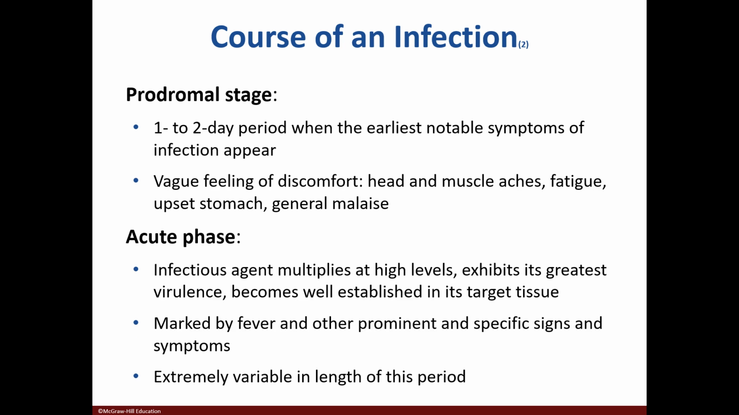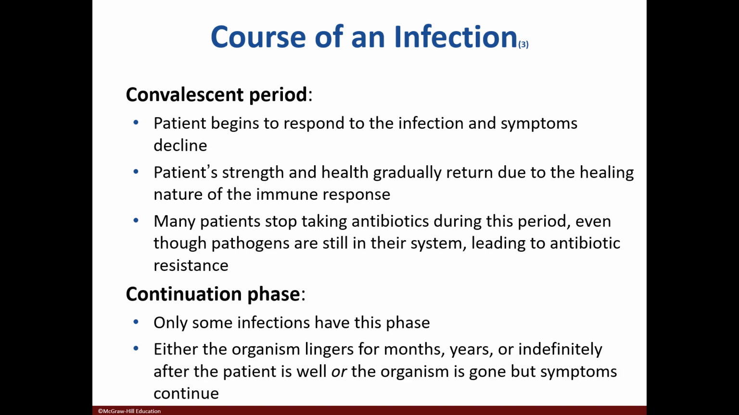The next stage is the prodromal stage, which is a 1 to 2 day period when the earliest symptoms arise. This is generally mild symptoms when one knows they're coming down with something. The acute phase is when the pathogen is replicating at a high rate and we start exhibiting the more severe symptoms. The convalescent period is when our health and strength starts to return to normal. This is usually the time we stop taking antibiotics on our own advice because we think we're better. The continuation phase occurs only in some infections. The patient could be well and still harbor the pathogen, or the organism could be gone, but symptoms persist.